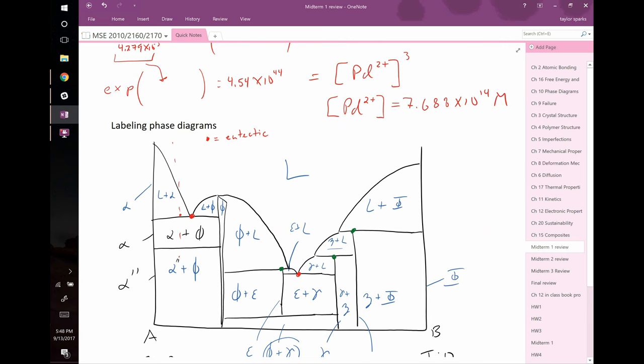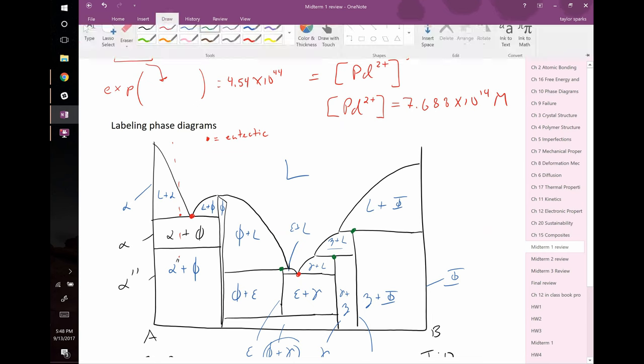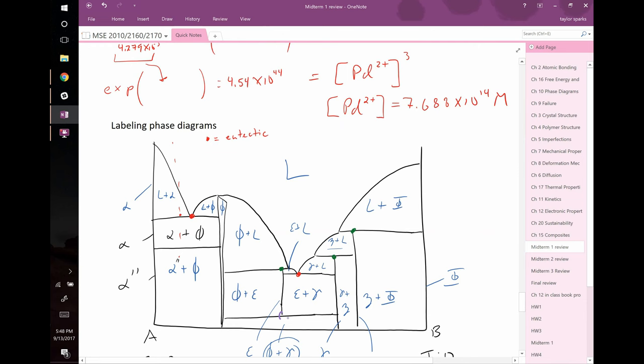Is there a eutectoid? Where is it? There is a eutectoid and it's right there. Right, so that equals eutectoid. What is a eutectoid? That's something that goes from one type of solid to two different types of solids. That's what happens there. Upon cooling, you've got pure what we're calling an epsilon, and it turns into epsilon plus gamma, two different solids. Right, so that's a eutectoid.